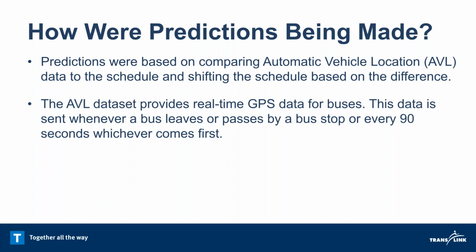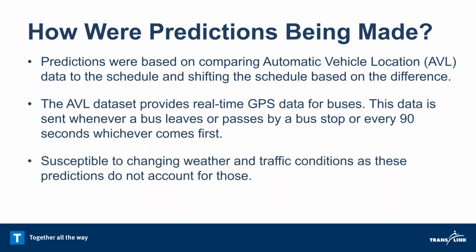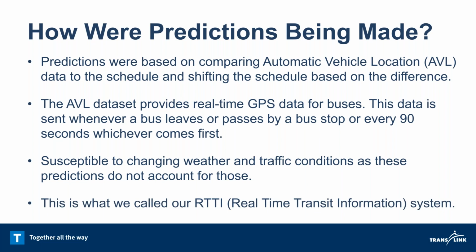So this prediction would be updated every time the bus leaves or passes a stop, or every 90 seconds, whichever came first. Now, while this system is simple and very fast, it does not take into account real-world situations such as weather or traffic. And this system is what we call our RTTI system. And so for simplicity, just think of RTTI as our old way of doing predictions.